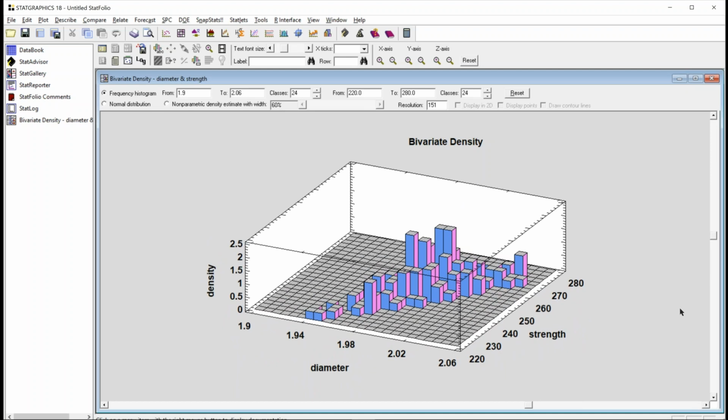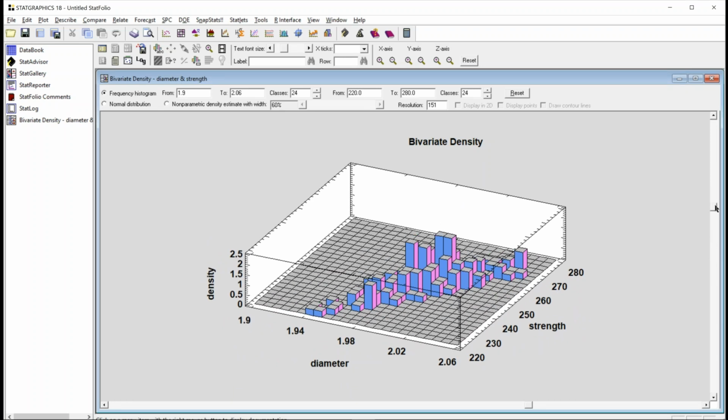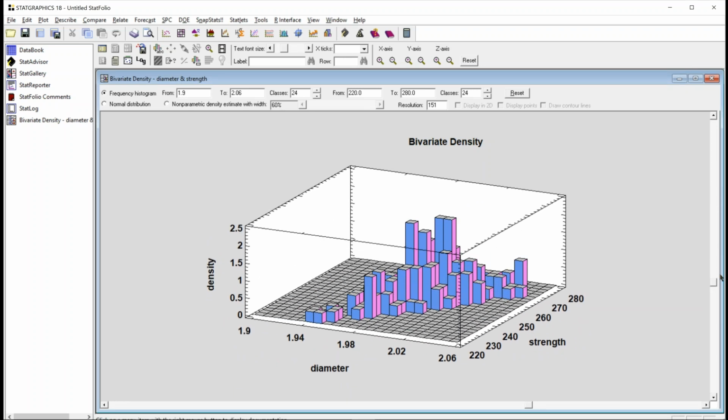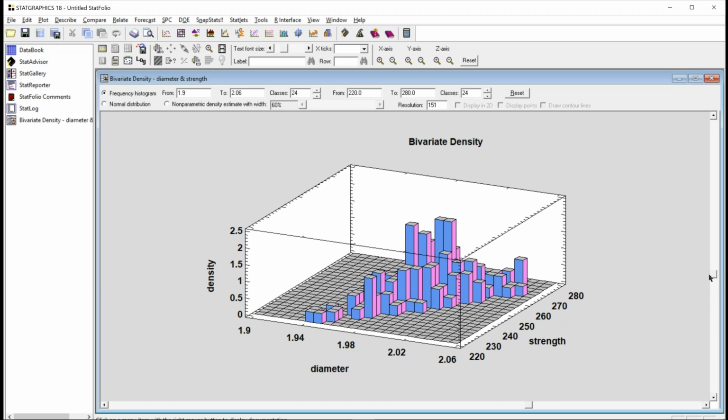And you can see I can rotate it around to get a different viewpoint. What you'll notice about these variables is there's a strong positive correlation. I think you can see that. Variables with smaller diameters tend to have lower values of strength.